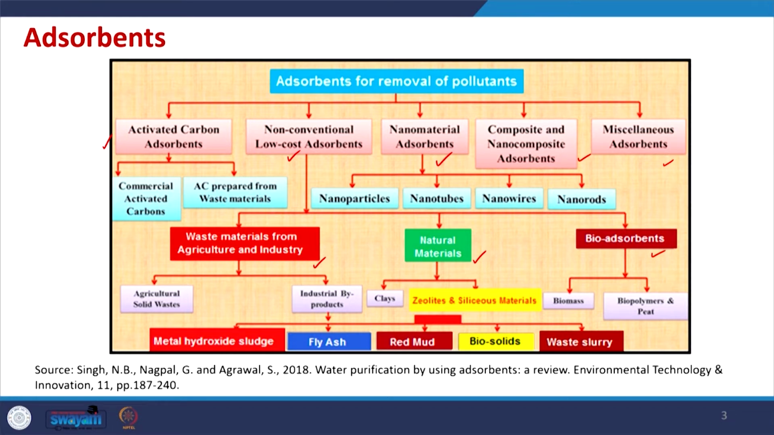Within waste materials, there can be agriculture waste materials and industrial byproducts also. Within industrial byproducts there may be metal hydroxide sludge, fly ash, red mud. So, many types of materials can be converted into adsorbents depending upon the property which is gained by the adsorbents.